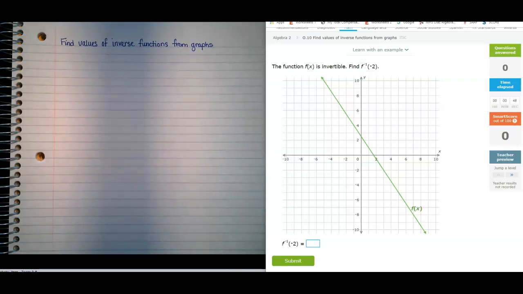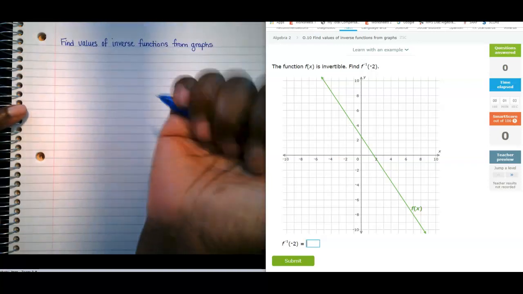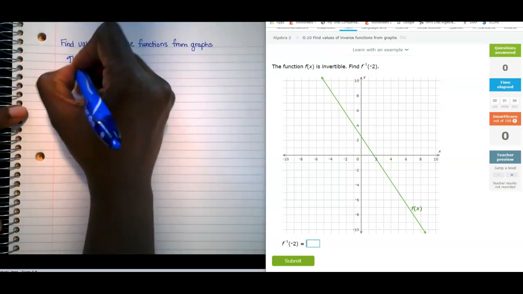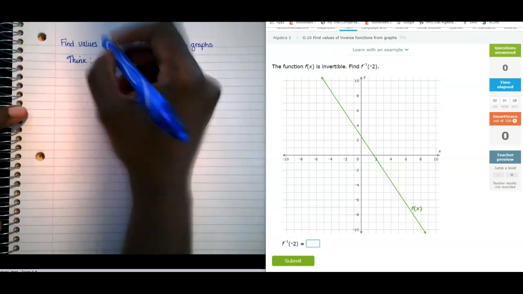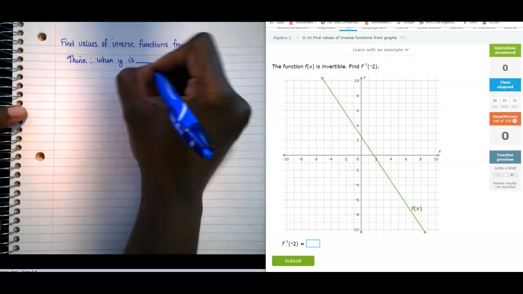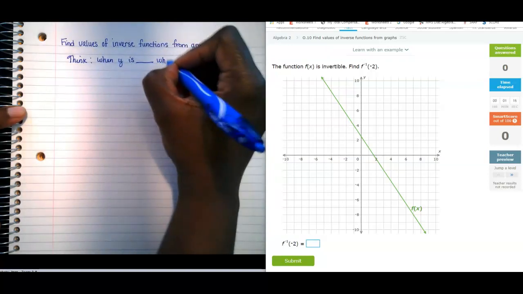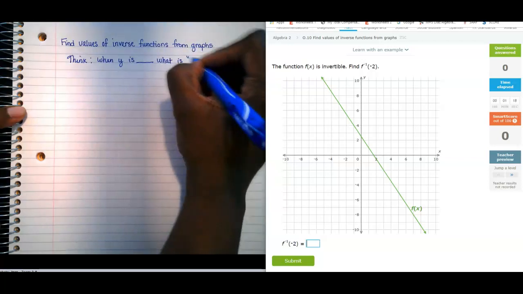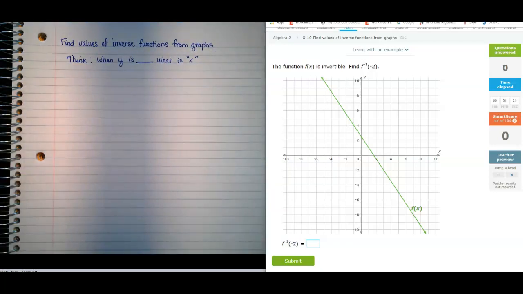Welcome back. We're going to look at finding values of inverse functions from graphs. So much like we did in the previous IXL where we found the inverse functions from a table, we're going to use that same idea for the graph. So remember what I wanted you to think. You're going to think, when y is whatever it is, what is x? So let's go ahead and look at our graph here.